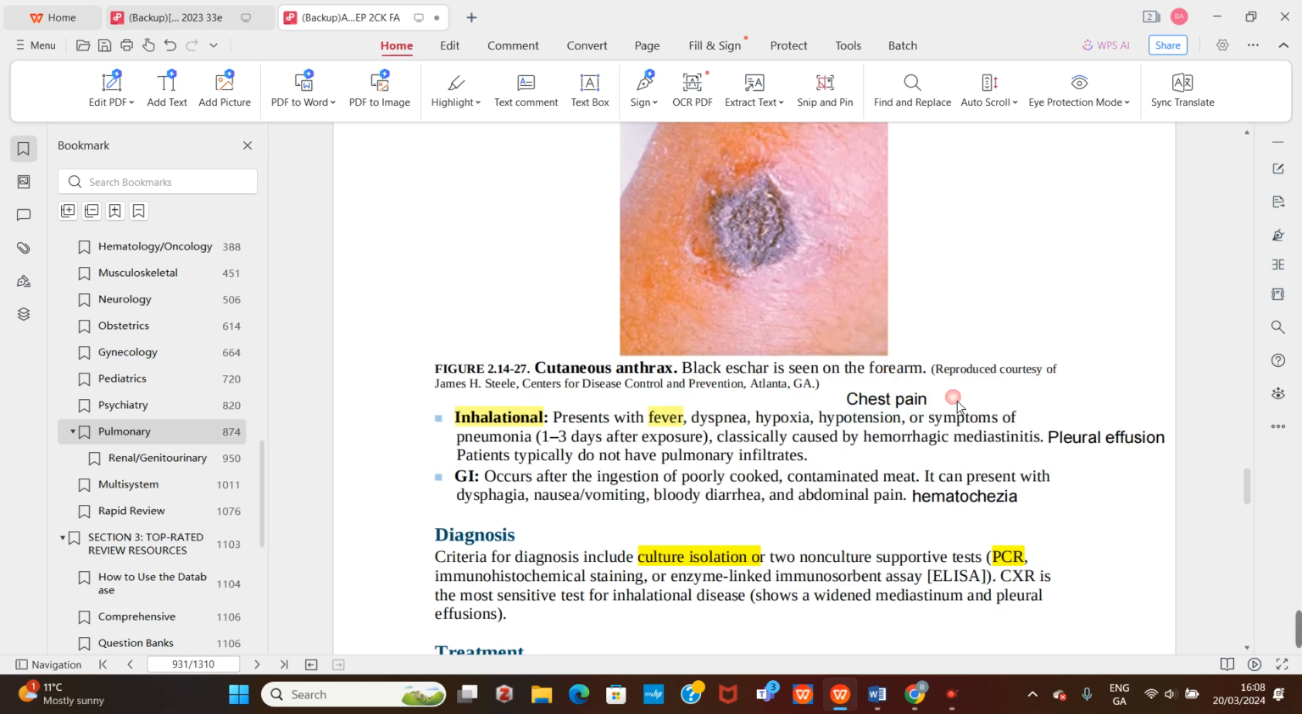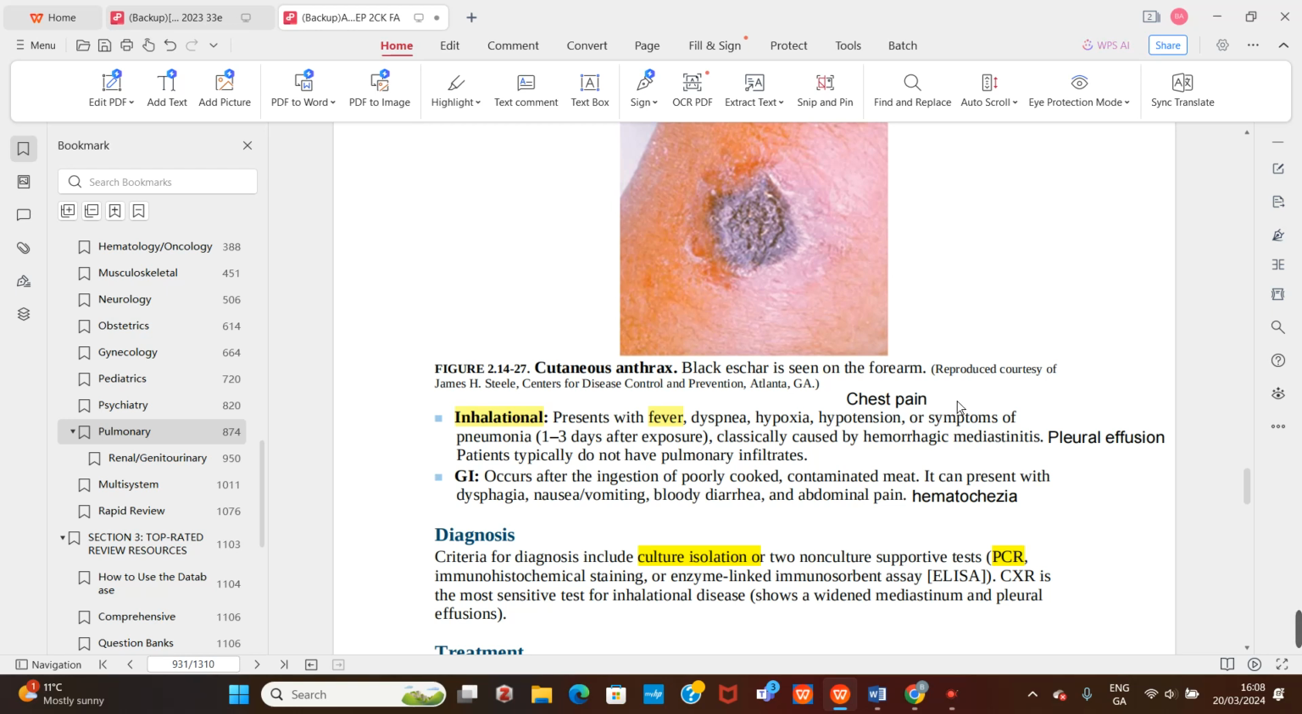Don't forget that it's important. It gives an important presentation in mediastinitis: fever, chest pain, difficulty in breathing. And because the toxin tends to damage the blood vessels within the mediastinum, they are going to have bleeding in that mediastinum. So it can progress to hemorrhagic mediastinitis, and that is going to present as a widened mediastinum by the time you do your chest x-ray.